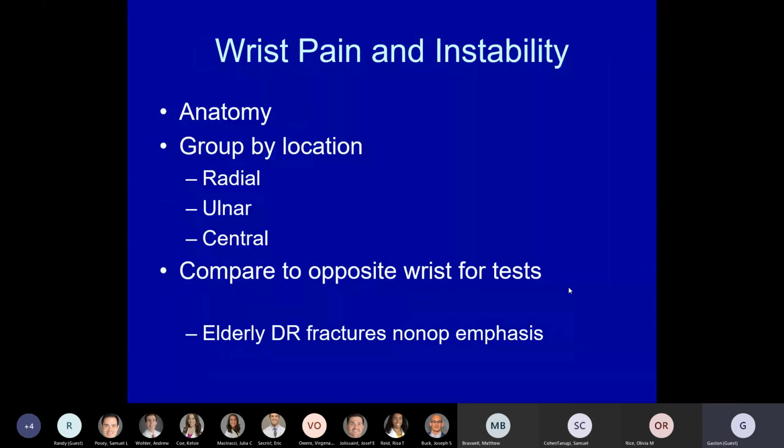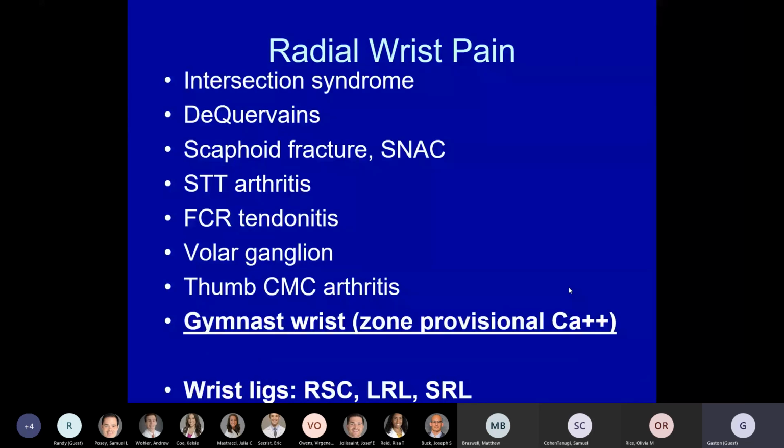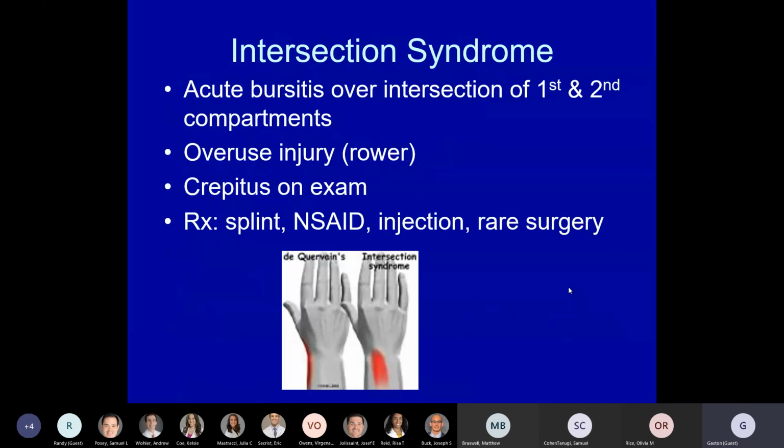All right, wrist pain. We're going to take these by quadrants of the wrist. So we're going to start with radial-sided wrist pain. We're thinking about intersection syndrome, de Quervain's, scaphoid fracture, SLAC and SNAC wrist, STT arthritis, FCR tendonitis, volar ganglions, thumb CMC arthritis. Another one that I didn't have anywhere else to put it is gymnast's wrist. When gymnasts come in, they hurt right over their physis. It was asked in the past, where is that involved? And it's the zone of provisional calcification. And then remember your wrist ligaments. They've also asked, what are the extrinsic wrist ligaments? Remember, radioscaphocapitate, long and short radiolunate palmarly are your big ones coming off of the radius.